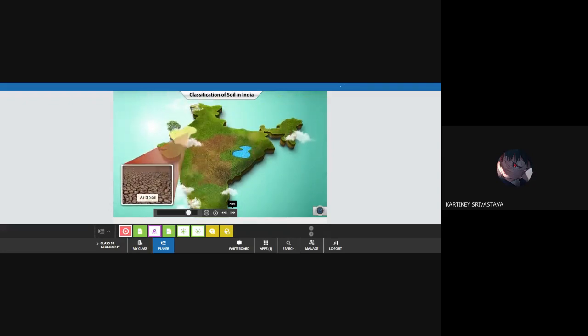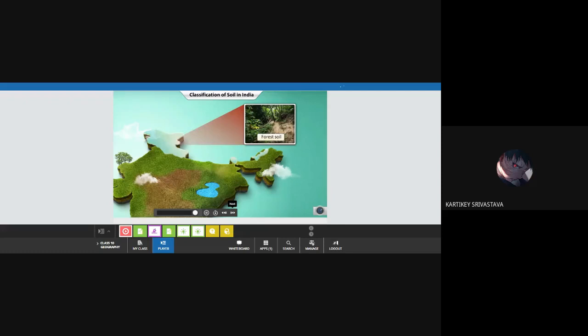Arid soils range from red to brown in color. They are generally sandy in texture and saline in nature. In some areas, the salt content is very high and common salt is obtained by evaporating the water. After proper irrigation, these soils become cultivable. It is mainly found in Rajasthan.